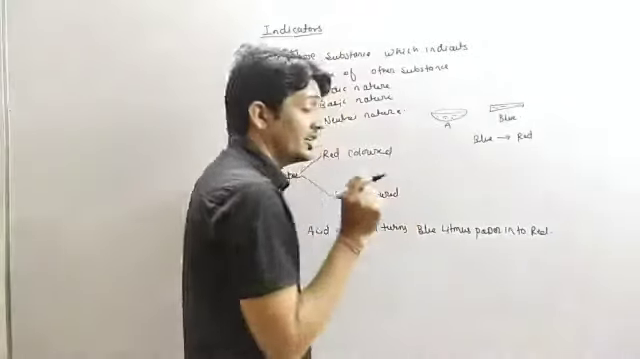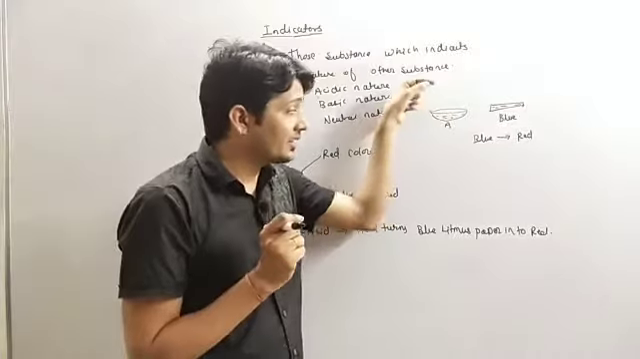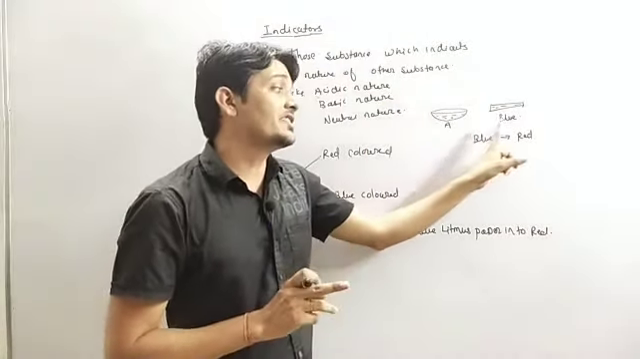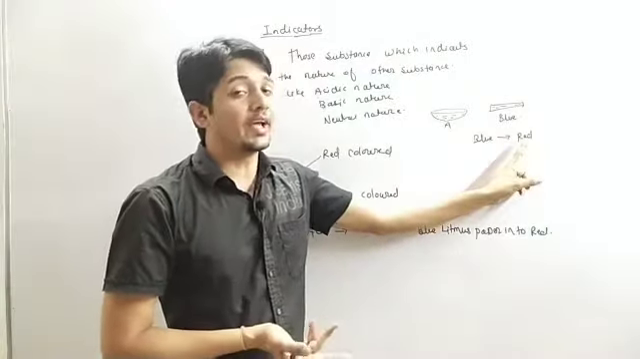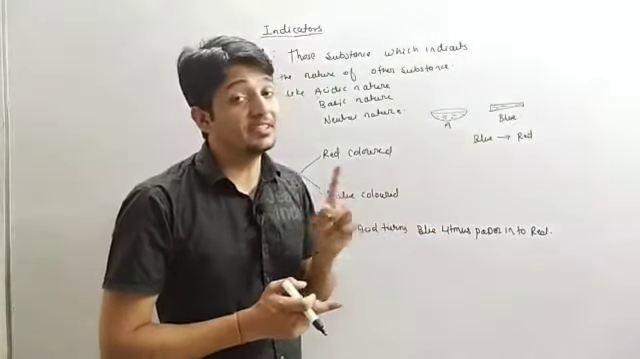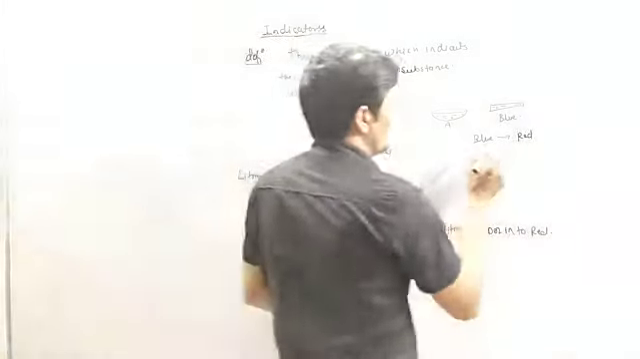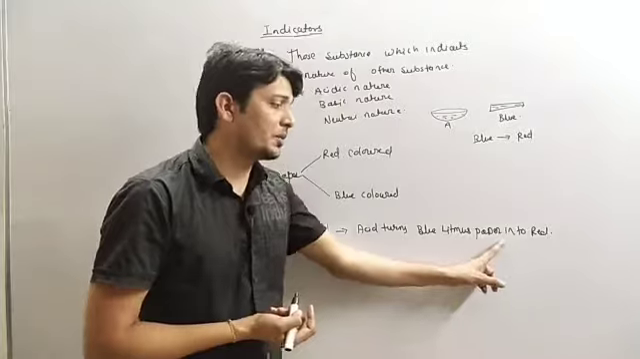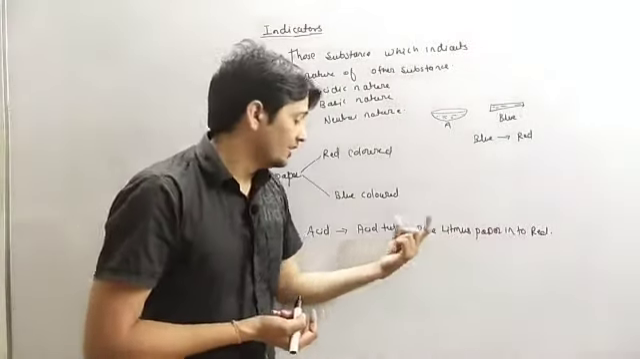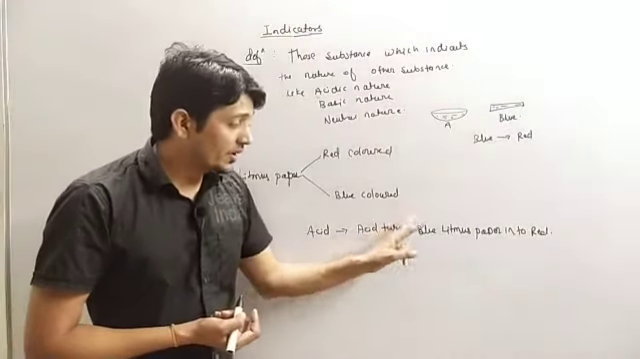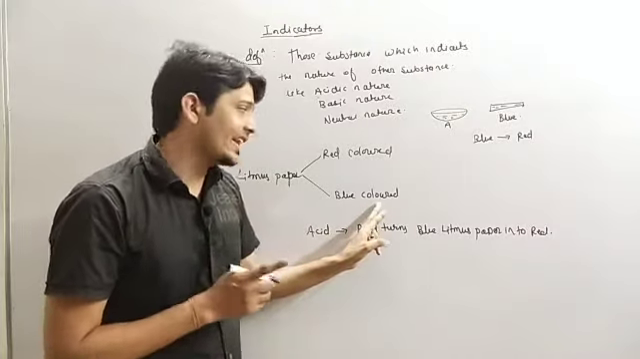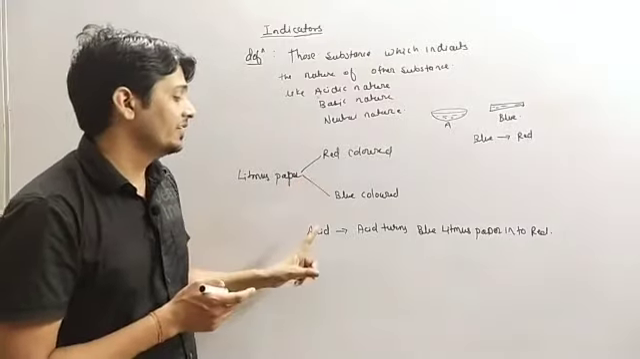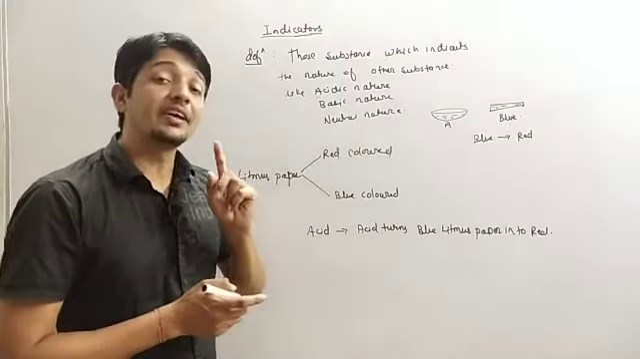So we can say, if we dip litmus paper in a substance, and it is the blue litmus, and its color changes into red, that means our substance is acid. Okay, so we have already written here, acid turns blue litmus paper into red. So we can say the blue litmus paper indicates the acidic nature of the substance. That's why we can say the litmus paper is nothing but our indicator.